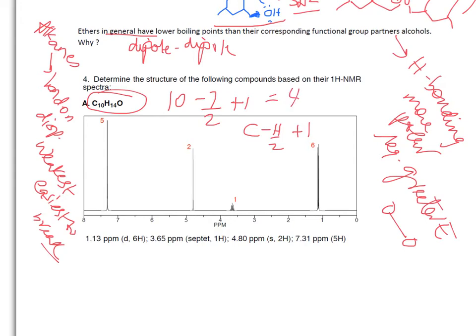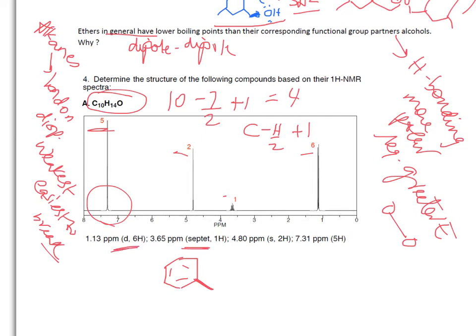And anytime I see 4, I think about a benzene ring, and that is 4. And so I'm seeking that there should be a peak at 7. Guess what I do? And that's worth 5 protons. That means it's a mono-substituted benzene ring. Now you have only 3 other environments. One which is a doublet, and the other which is a septet.